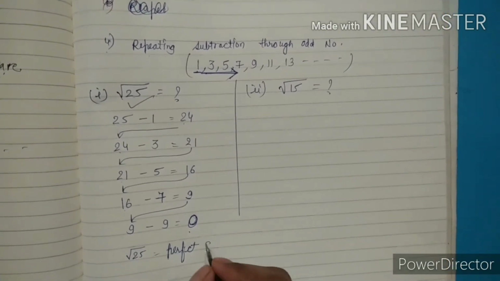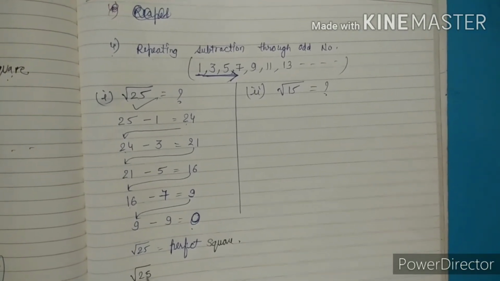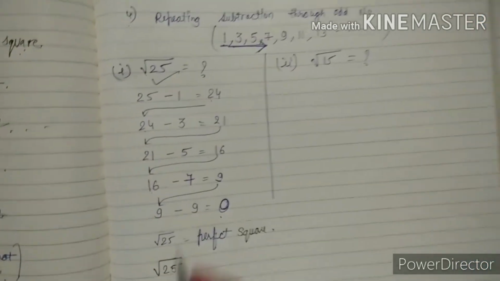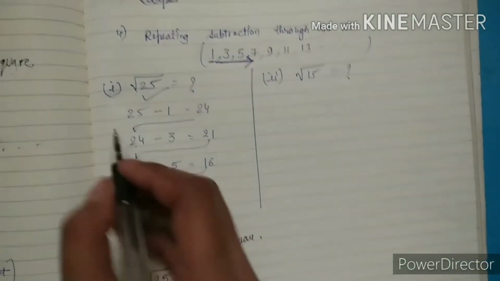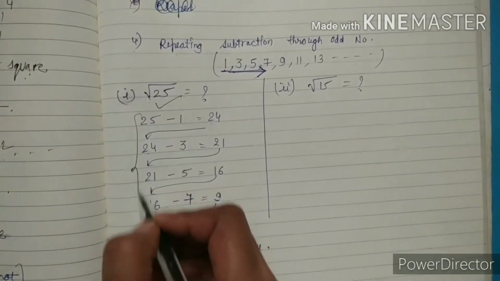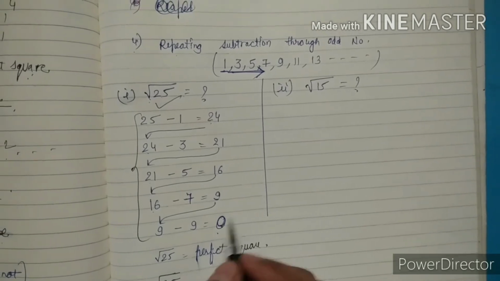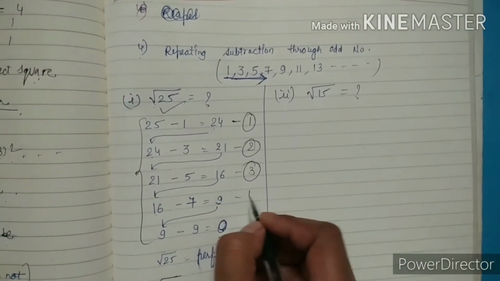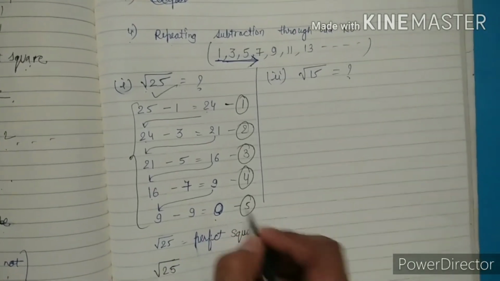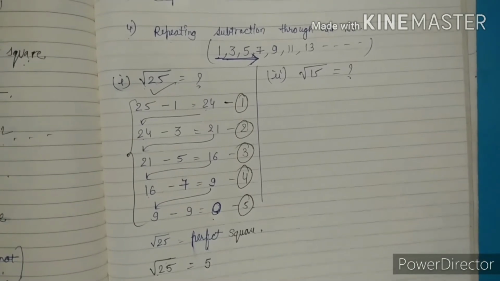25 is a perfect square. But the question did not ask whether it is a perfect square or not. The question asked what is the value of under root 25. So in how many steps did we get 0? We got 0 in the first, second, third, fourth, and fifth step. It means the value of under root 25 is 5.